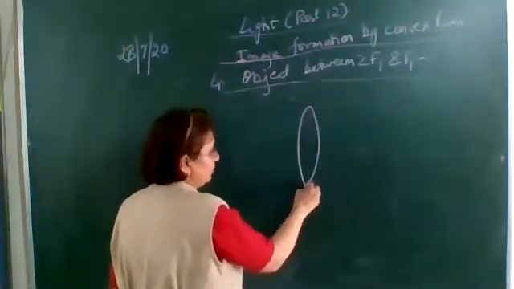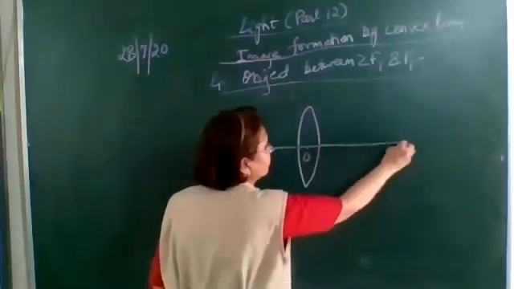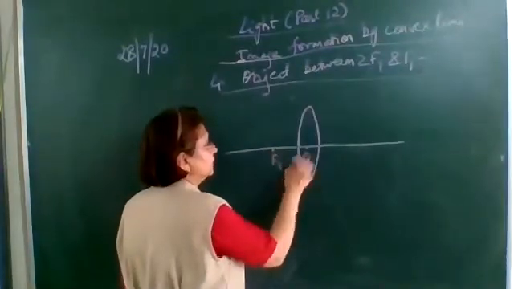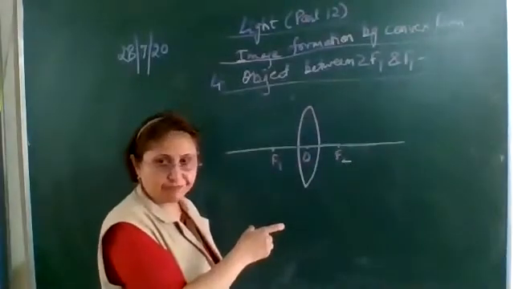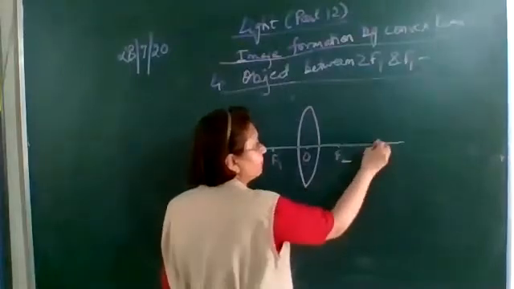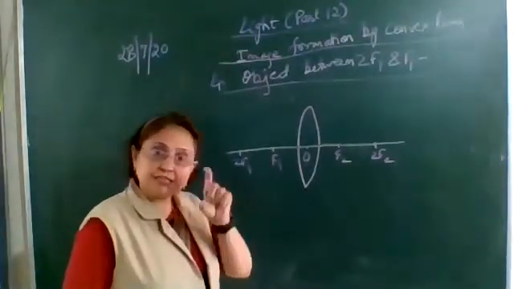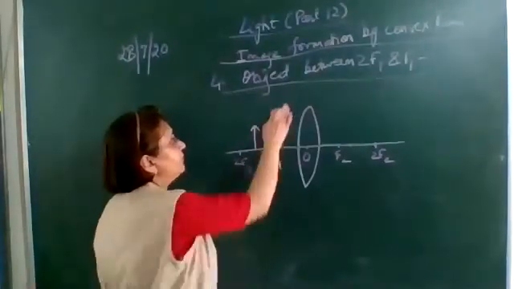So draw the convex lens, mark the optical center, draw principal axis, then F1, F2 equal distance. So F1 should be equal to F2. Double than that, 2F1 and 2F2. Okay, the same needle shaped object, place it between 2F1 and F1.